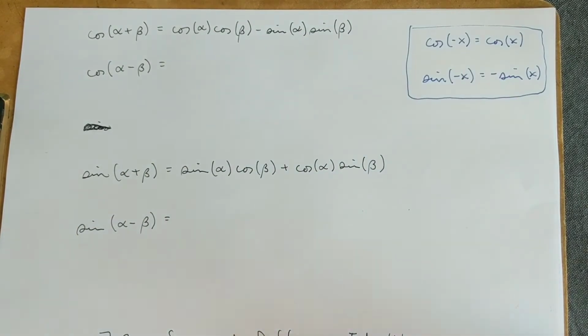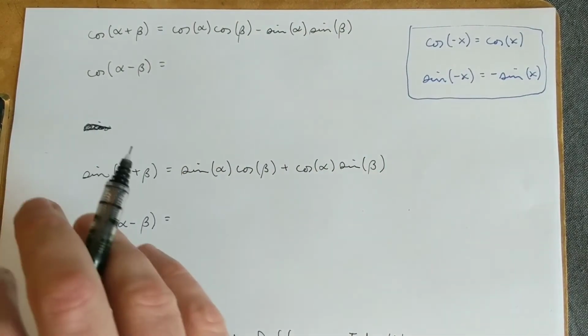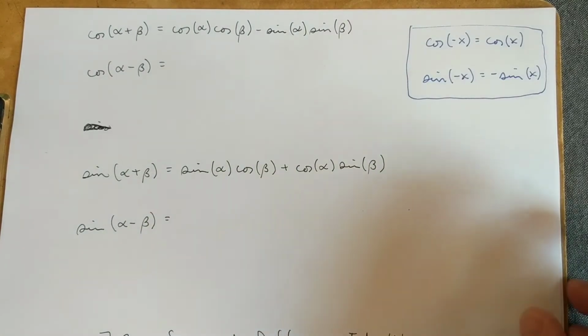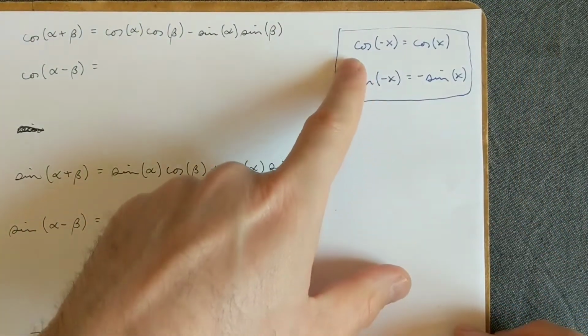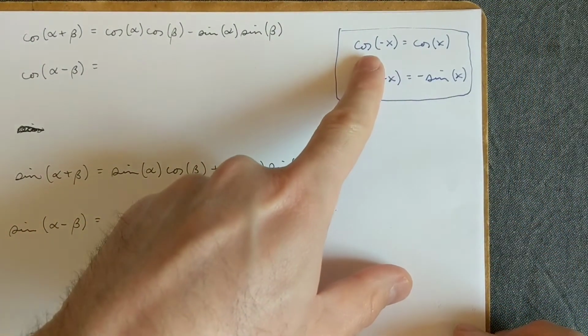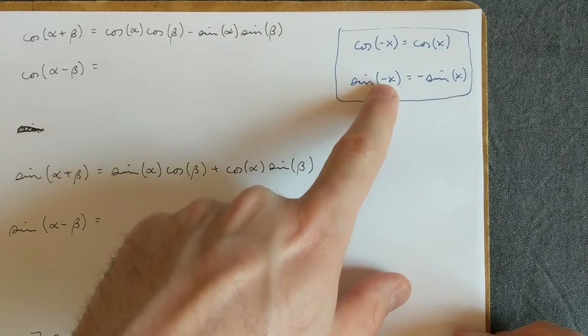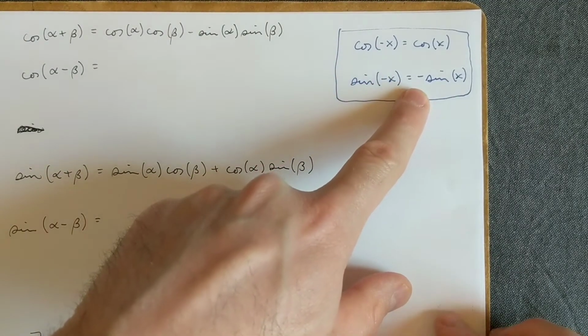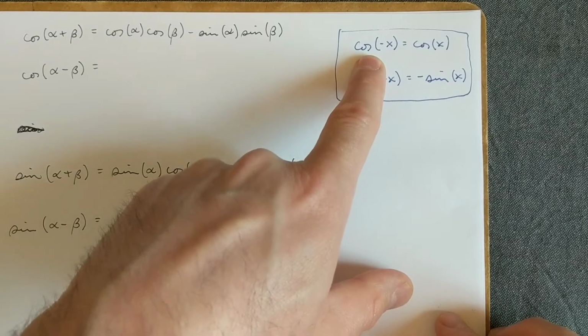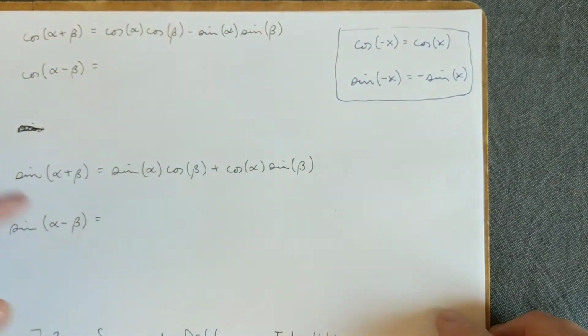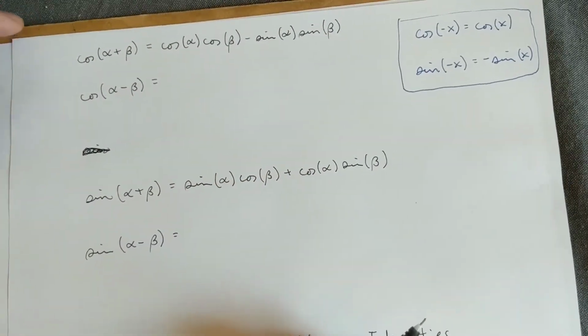I did want to derive the difference formulas from the sum formulas because they actually end up using the fact that sine is an odd function, so sine of negative x is equal to negative sine of x, and that cosine is an even function, so the cosine of negative x is just cosine of x. So let's apply that here.